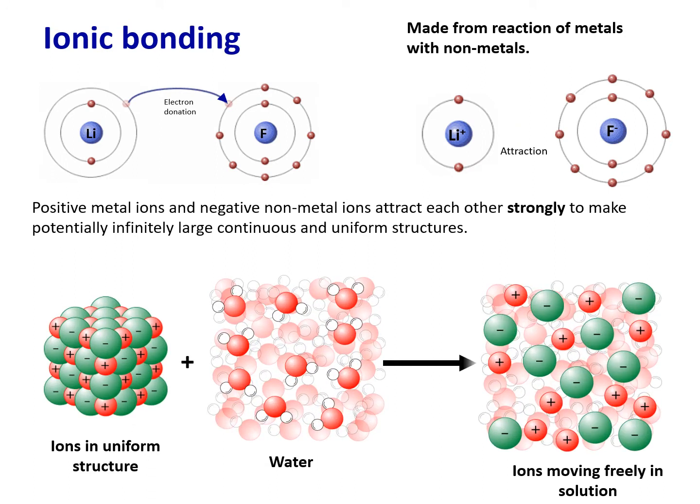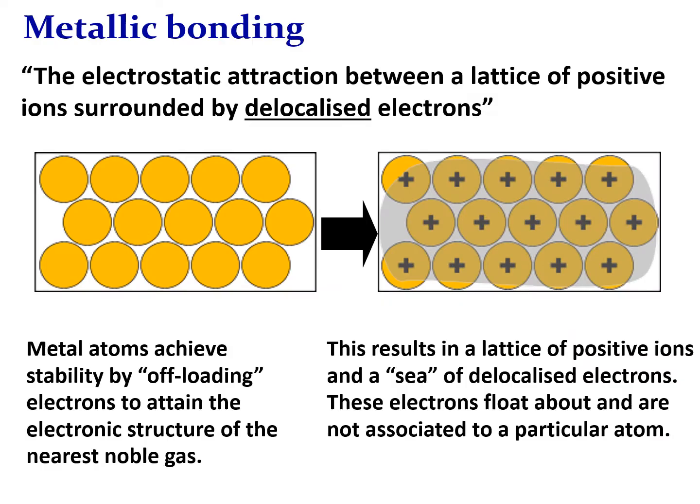We also look at ionic bonding, where metals will lose electrons and non-metals can gain the electrons to form ions. And it's the electrostatic force of attraction between positive and negative ions. And then when we were looking at the bonding, we introduced the metallic bonding. This is an electrostatic force of attraction between positive ions surrounded by delocalized electrons. That is your SQA definition that you need to remember for metallic bonding.